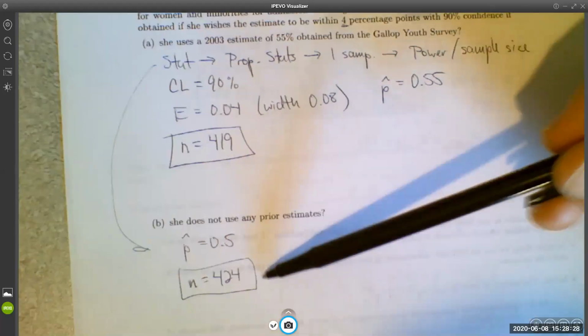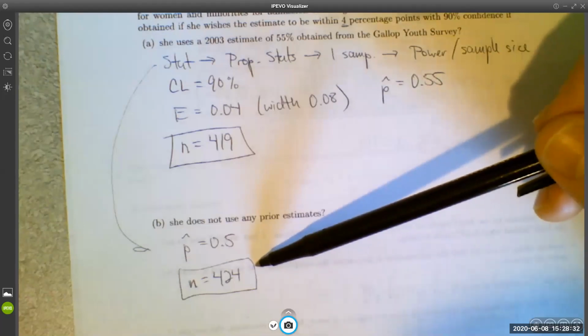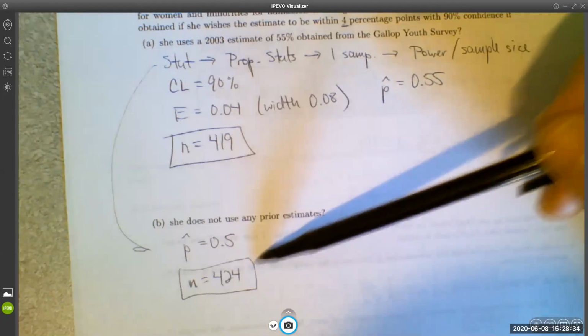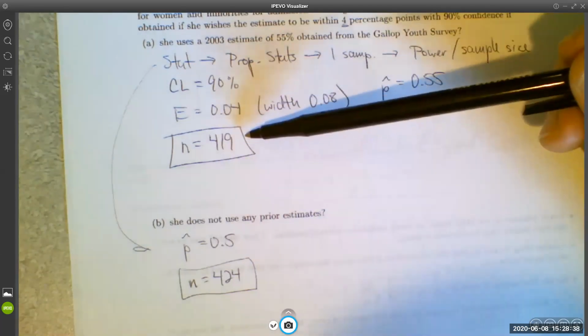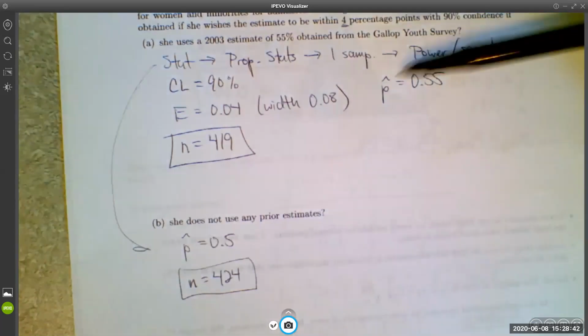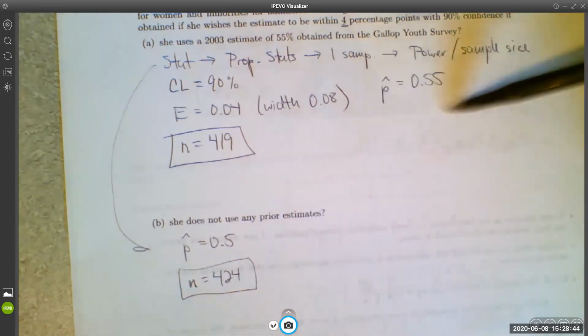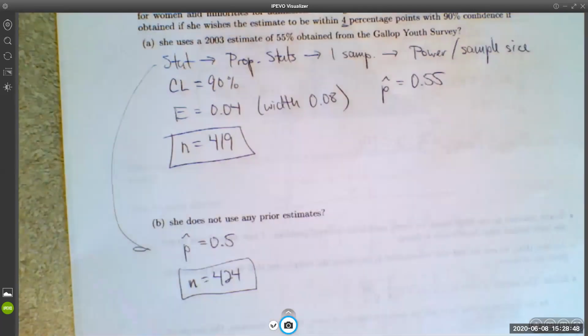So when you don't have any prior information, then you need a little bit larger sample size in order to get the estimate that you need. The difference between this and that is going to be even more pronounced whenever your prior estimate is further away from 50%. But anyway, that's how you would do that.